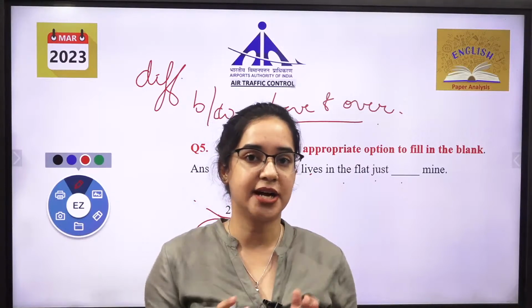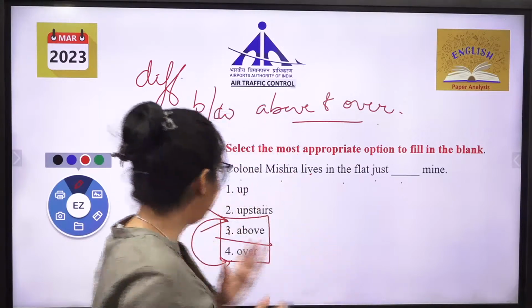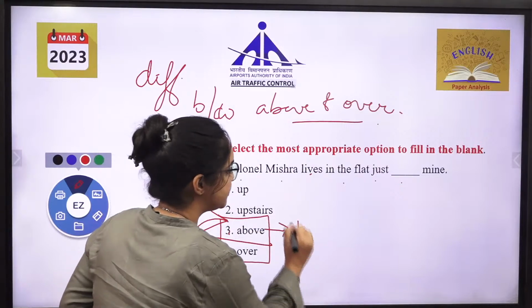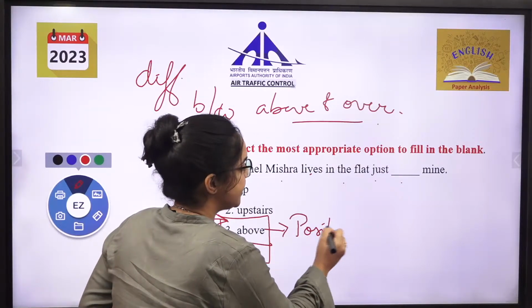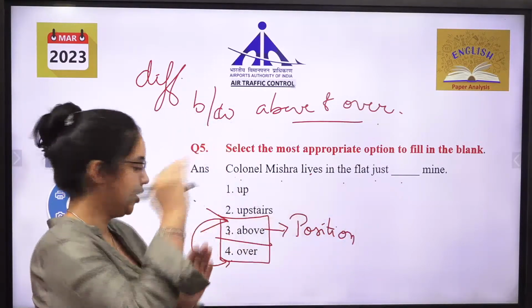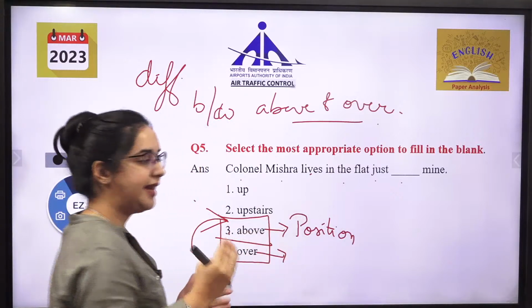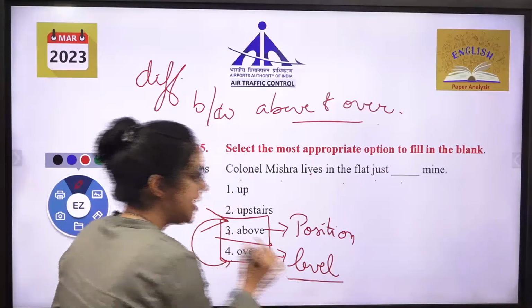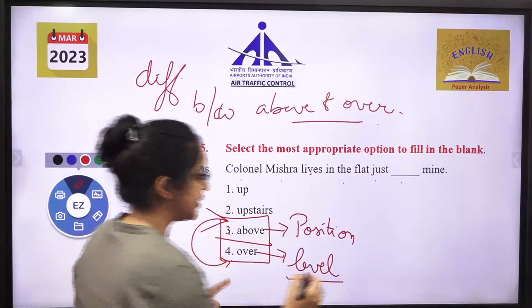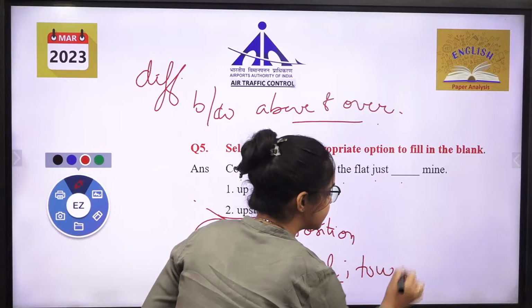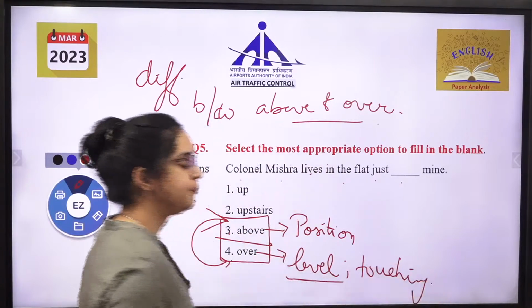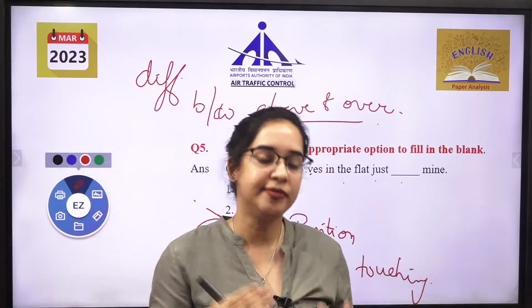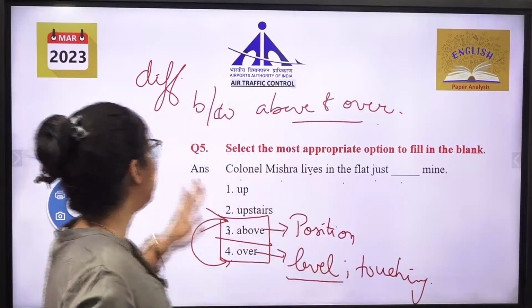Now see, understand this thing. Above is when you are telling the position, when someone is in a position higher than you, right? Over is when it is on the basis of level, and the body is touching, it is touching the surface. If I say, I took a blanket, will it be above me or over me? Tell me the answer.